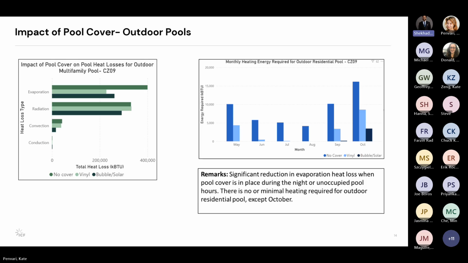The second plot is very interesting. We can infer that minimal or almost no heating energy is required to heat outdoor pool when the pool cover is on during unoccupied times. And this is for one of the randomly picked climate zones, climate zone 9, which is closer to LA area. Next.